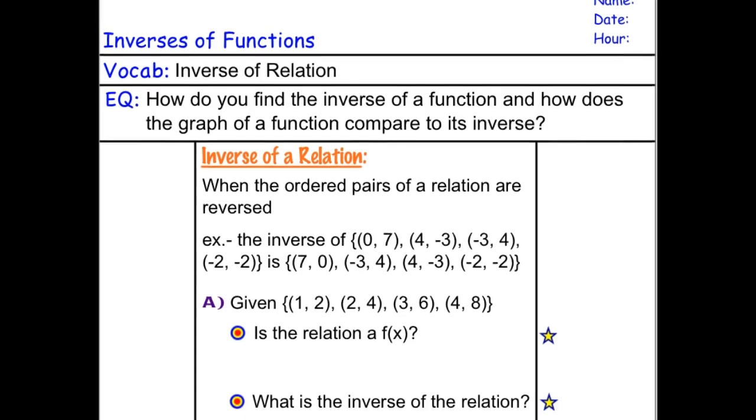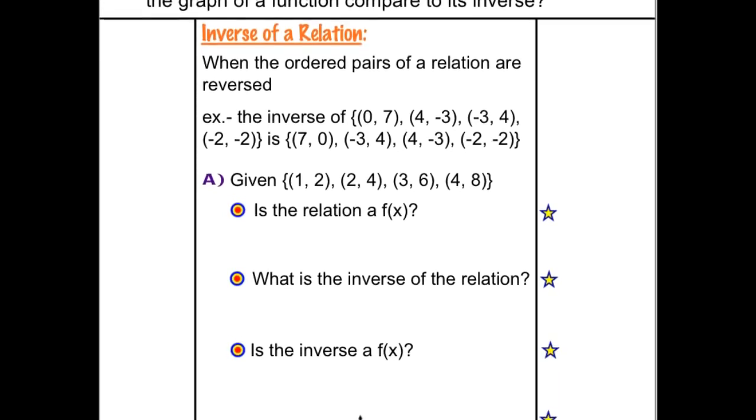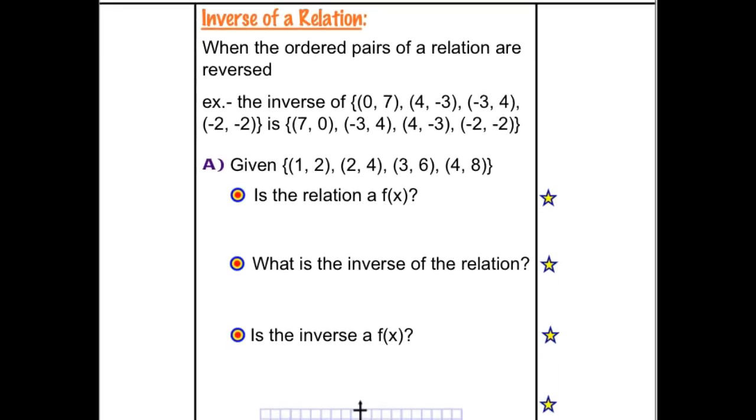For example, if we're given the relation (1, 2), (2, 4), (3, 6), (4, 8), we want to know: is the relation a function? In other words, if we graphed it, will it pass the vertical line test? In our case here, yes, it will. And if we asked you why, it's because there's only one output for every input.